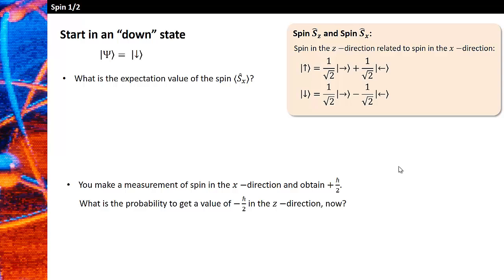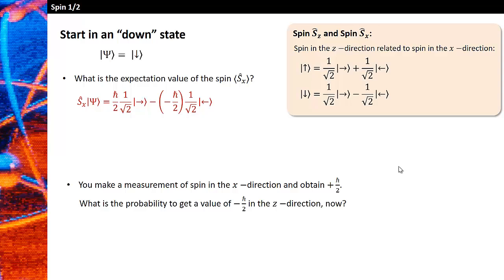Well, in order to do this, we need the relationship between spin up, spin down, and then the spin right and spin left states. And so we're going to write our spin down state in terms of our spin right and our spin left states using this dictionary that we have here.